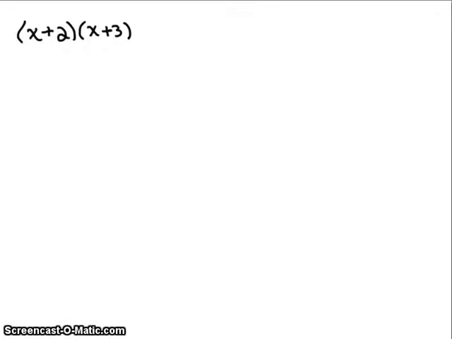Suppose I take these two terms, x plus 2 and x plus 3, and multiply them together. How do I do that? Well, there's several possible methods, and one of them is popularly called FOIL. This may be one that you remember. And FOIL stands for first, outside, inside, last.